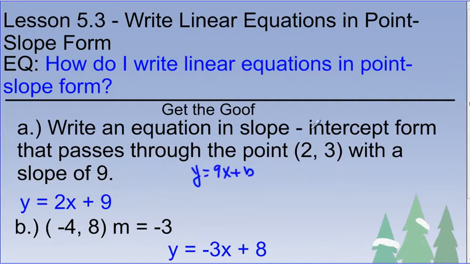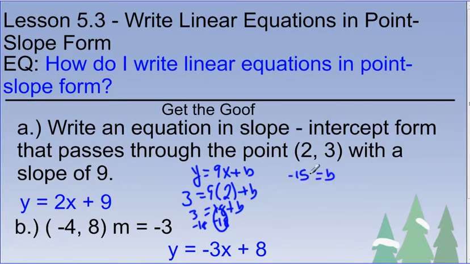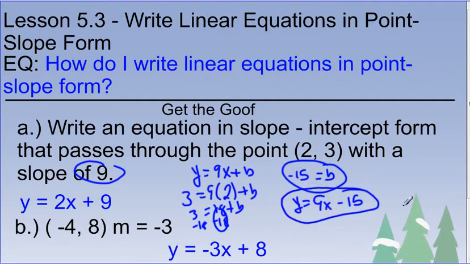Now it gives us a point. In the last lesson we learned you put the x value in for the x, the y value in for the y, and then you had to solve for b. So that's 18, minus 18, minus 18. These cancel out. b equals negative 15. And now that you have the intercept and you have the slope, you can write it as y equals mx plus b, except it's not a plus because it's a negative 15. This is the equation of that line.